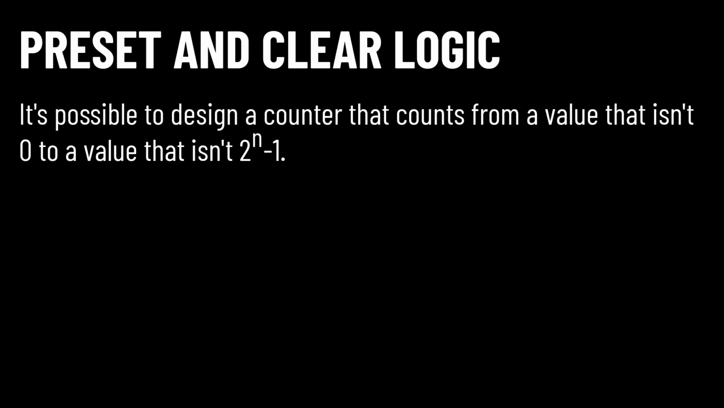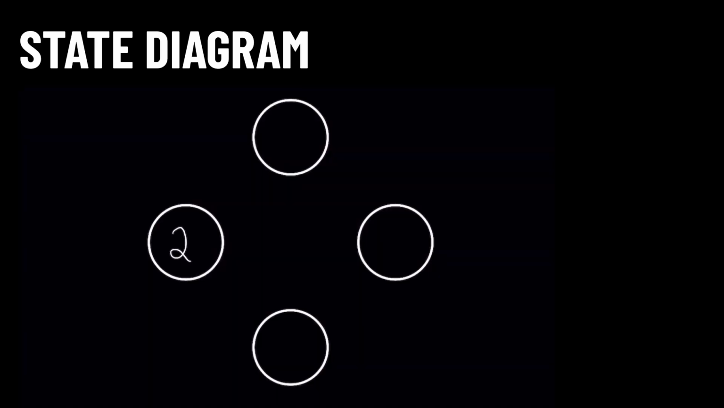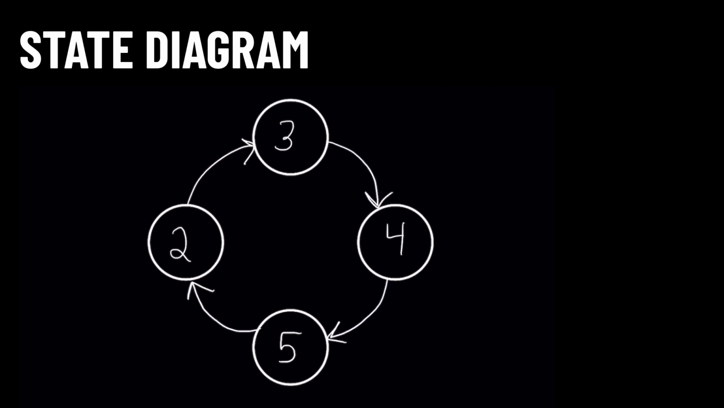Just as it's possible to have a ripple counter count from 0 to a value that isn't 2 to the n minus 1, it's also possible for a ripple counter to count back to a value that isn't 0 once it has cycled through. This can be achieved by using both the asynchronous preset and clear pins. Consider this state diagram as shown on the screen. This counter will go through the sequence 2, 3, 4, and 5 repeatedly.